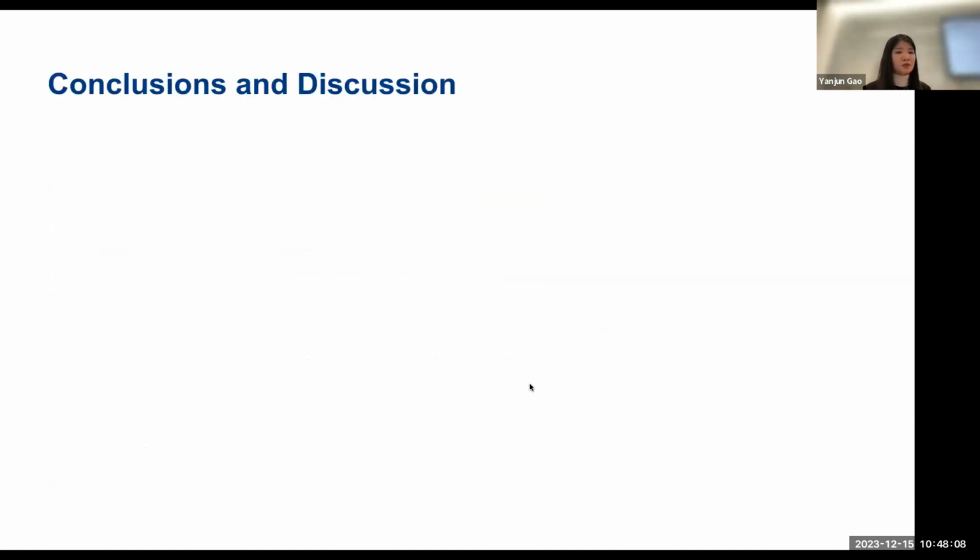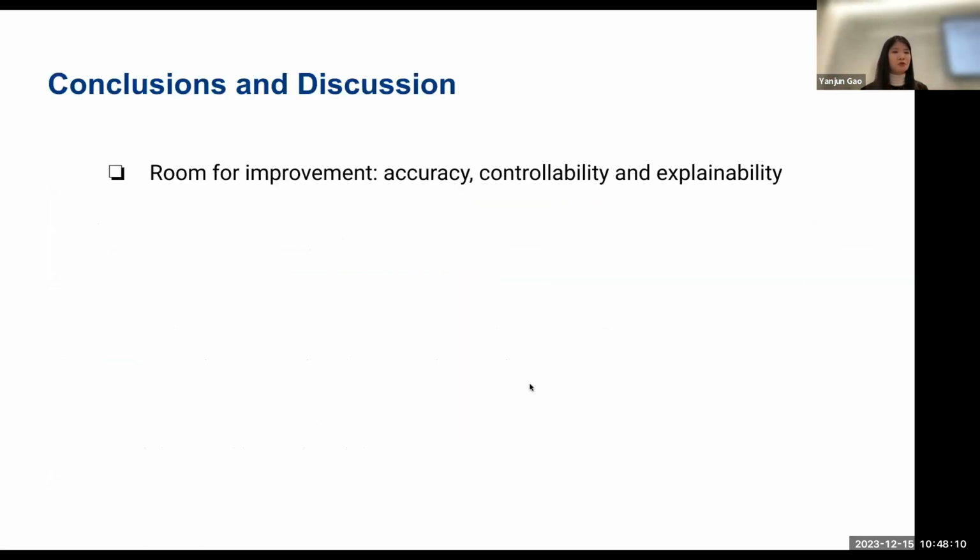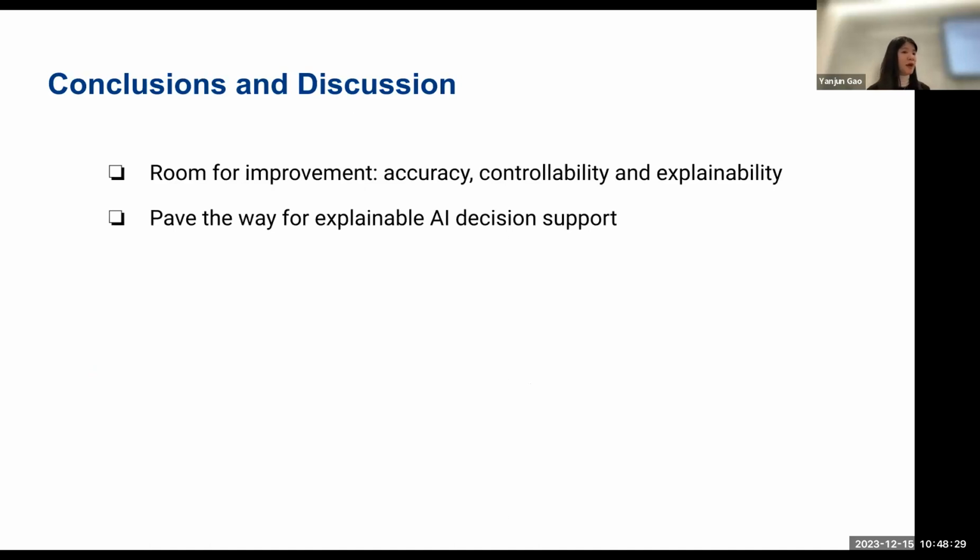So finally, I want to conclude my talk with some future room for improvement. We think, for example, we definitely need to improve the accuracy of Dr. Notes and also bring more explainability, for example, to test how reliable the reasoning section is. And secondly, I do think that using a RAG framework with an external knowledge base can pave the way for explainable AI decision support. And I'm happy to hear about your thoughts.